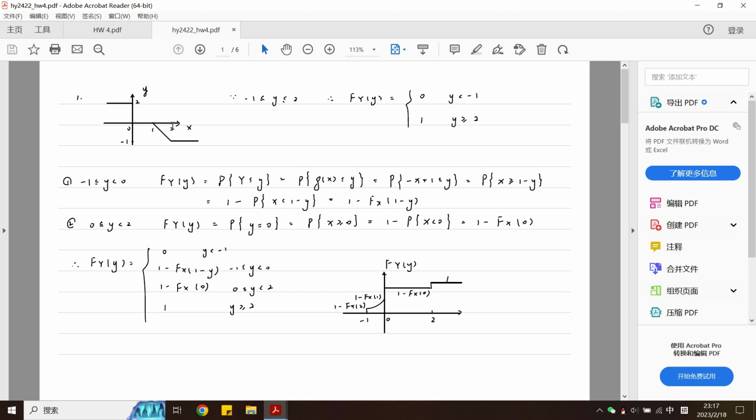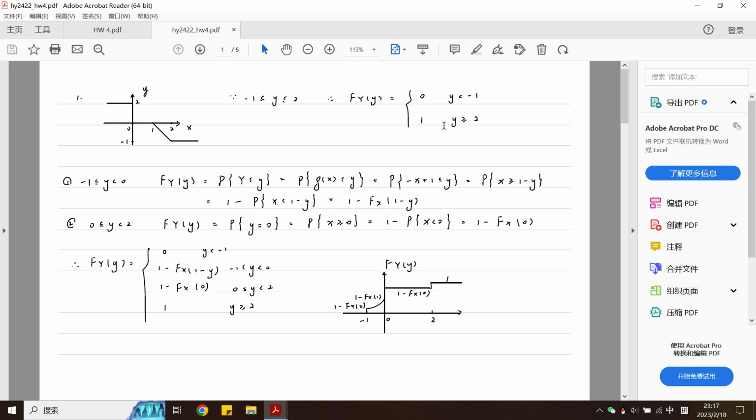So firstly, I draw this function. When x is smaller than 0, y equals to 2. And when x ranges from 0 to 1, y equals to 0. And when x ranges from 1 to 2, y equals to negative x plus 1. And when x is larger than 2, y equals to negative 1. So in this figure, we can get the range of y, which is from negative 1 to 2.